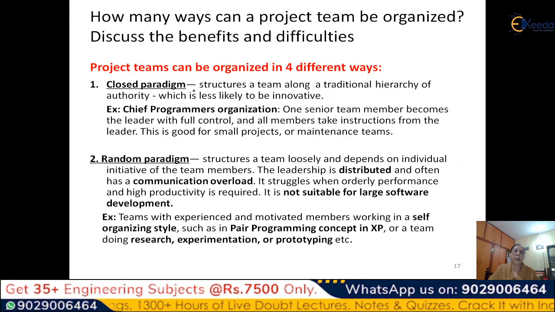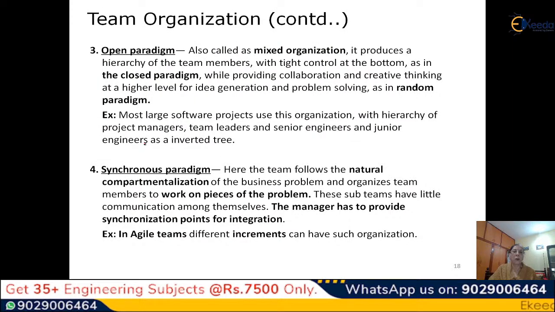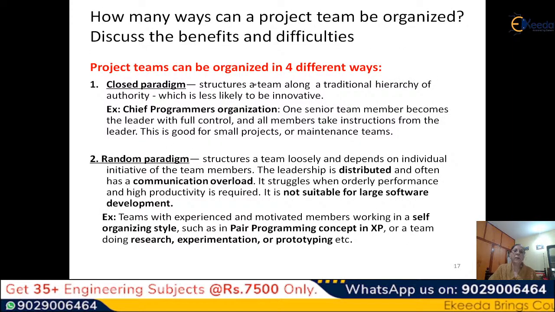One is the closed paradigm. You have to see where it will fit. If you know the benefits and the difficulties, then you will know which of these suits your particular project team. There are 4 different ways: closed, random, open and synchronous. In the closed paradigm, the structure of the team is like a traditional hierarchical authority. Somebody will have the hierarchy, authority, and everybody will obey. This is normally called the chief programmer organization in software engineering, and this person has the full control. That is why it is called a closed paradigm.